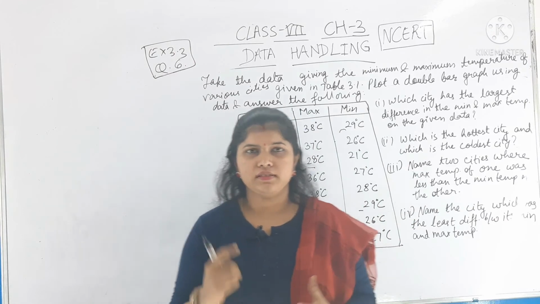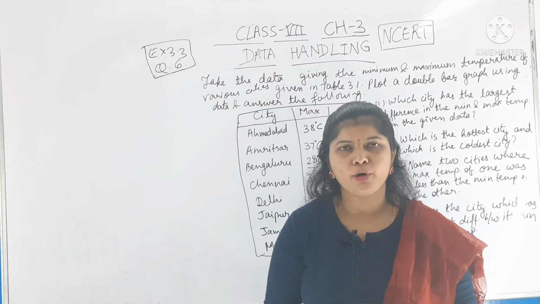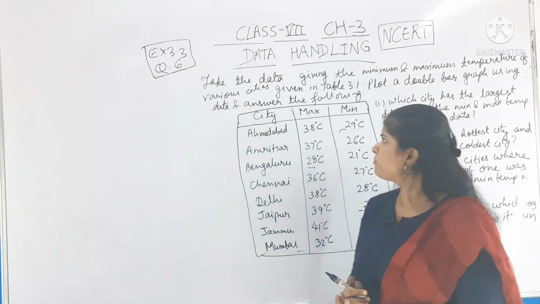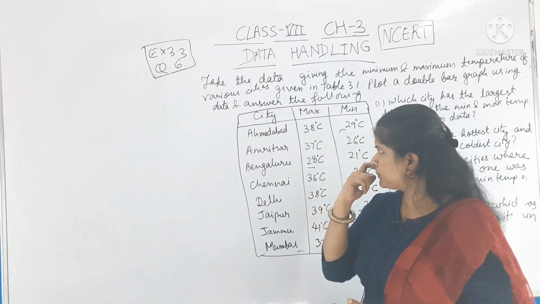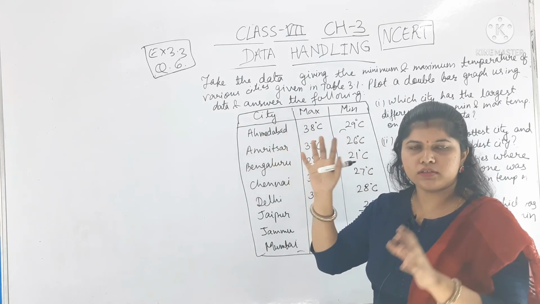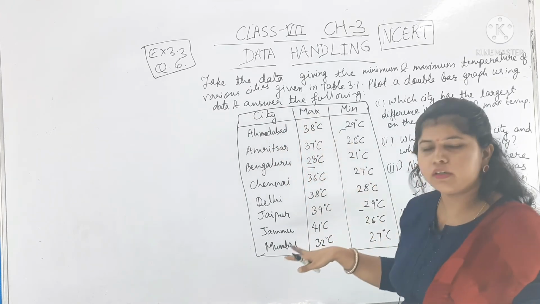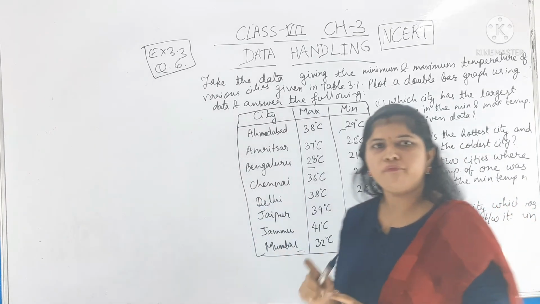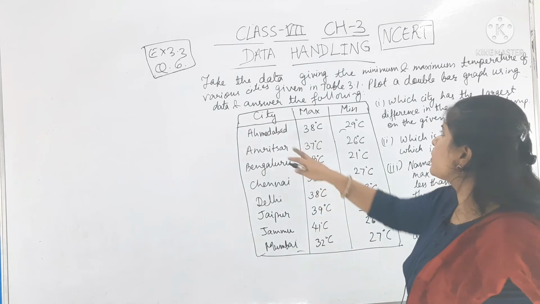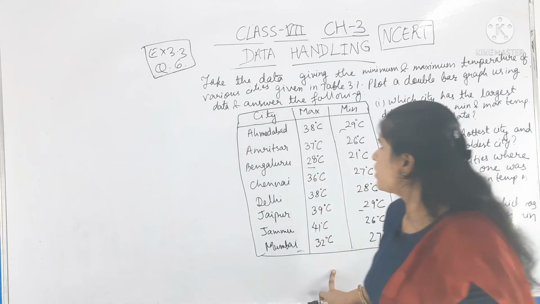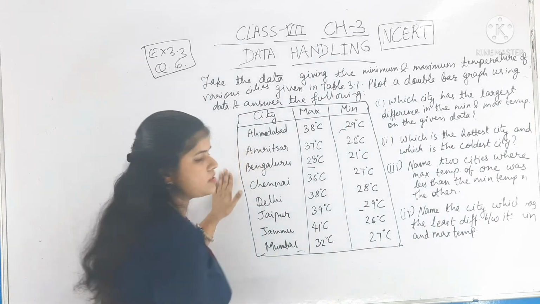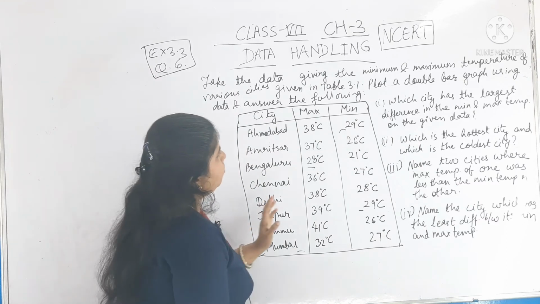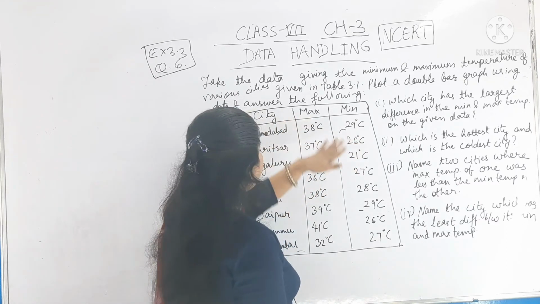Okay students, this is the last question of exercise 3.3. Here it is given in your book. The table is given on the first page of your chapter 3, table 3.1. From there I have taken this data. Plot a double bar graph using the data and answer the following.